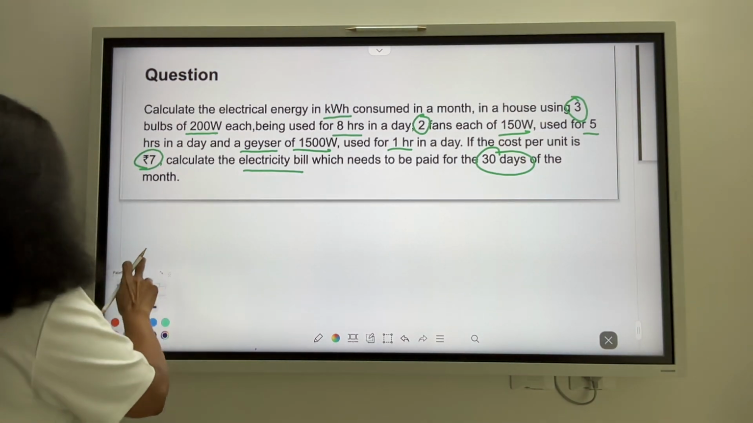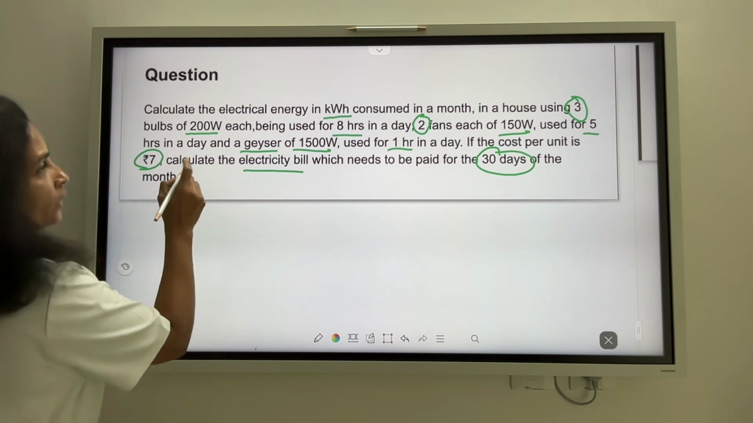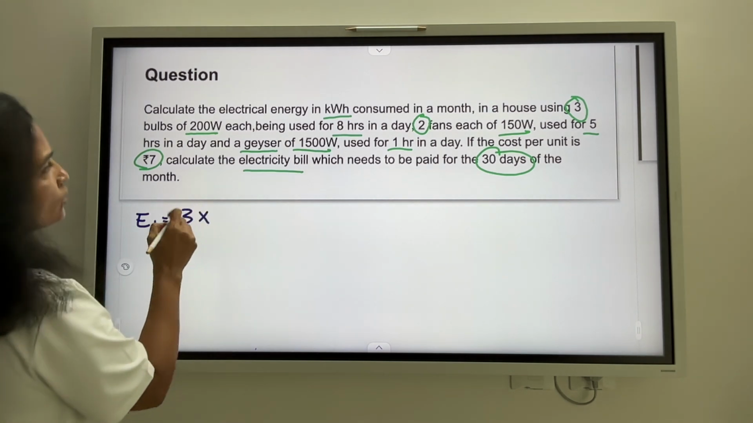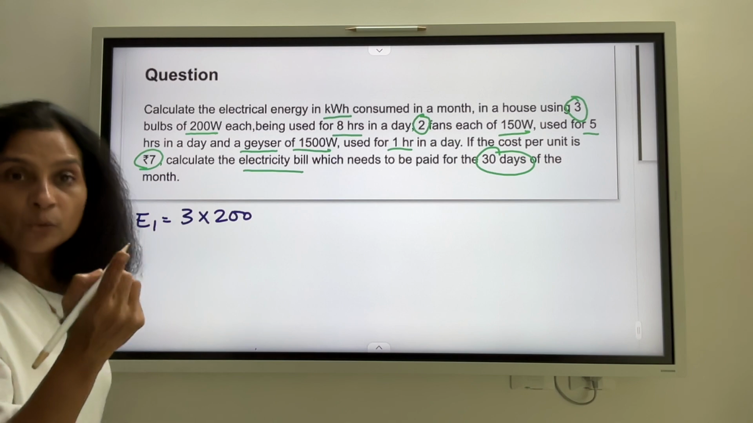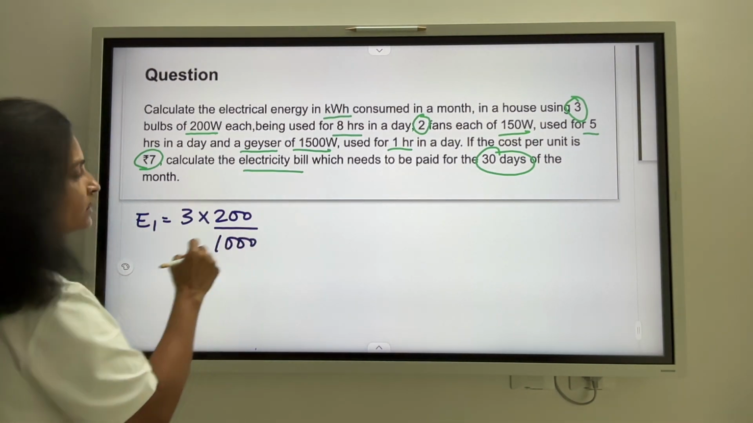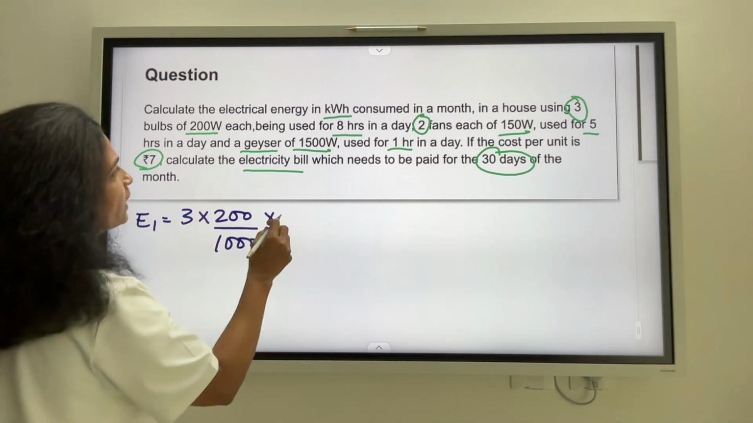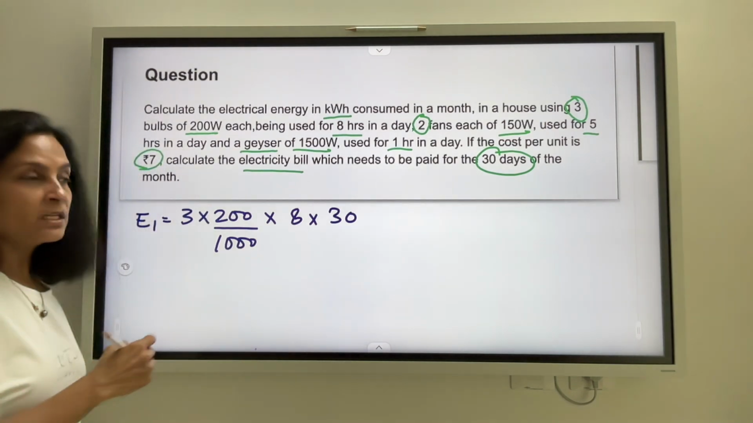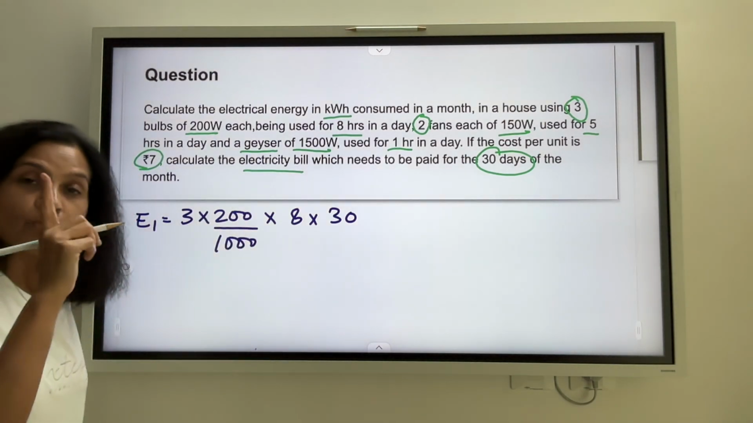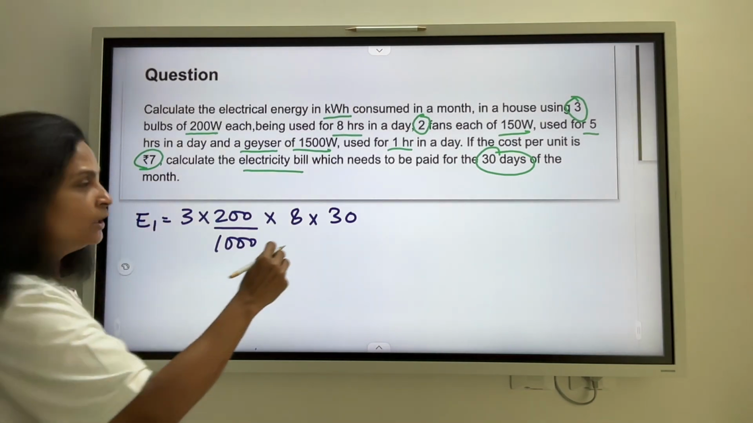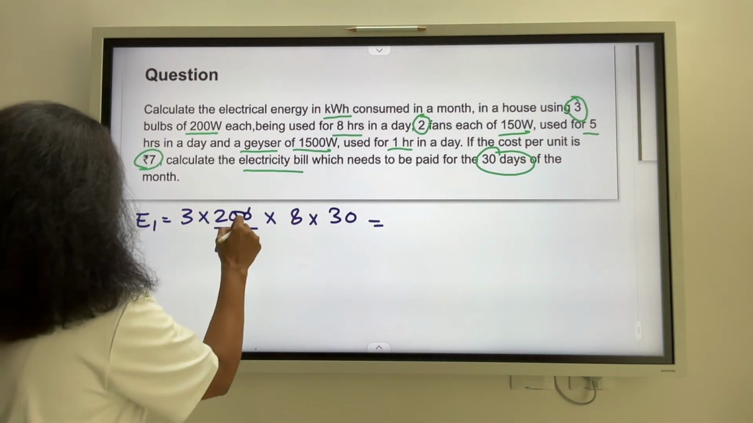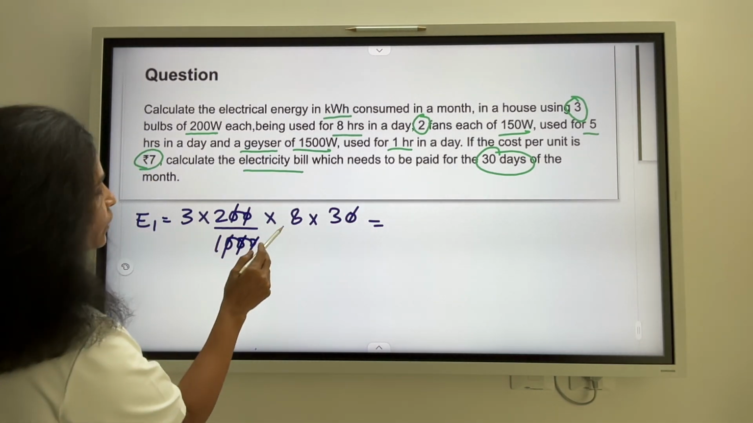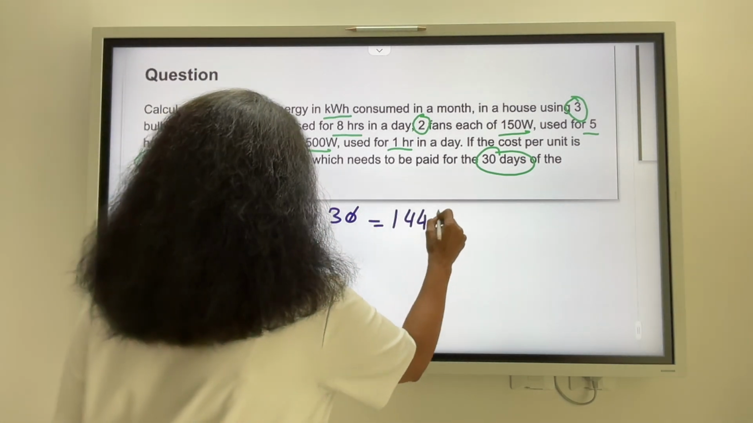Now we have 3 appliances here. So we have the bulb. So let us begin with the bulb. How many bulbs do I have? I have 3 bulbs, each 200 watt. I need a kilowatt. So I would divide this watt by 1000. Kilowatt में convert हो गया. How many hours in a day? 8 hours in a day, and the month of 30 days. So that's the total energy consumed by the 3 bulbs in the entire month. So let's calculate this. I have 6 8s are 48. 48 into 3, 144 kilowatt hour.